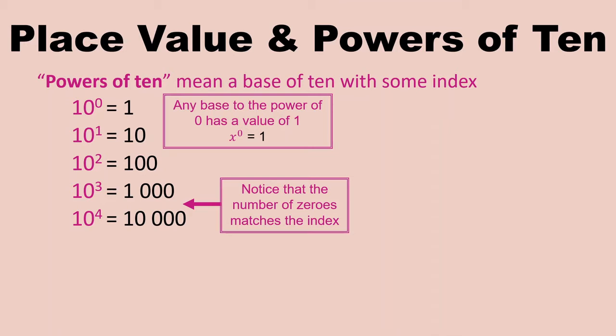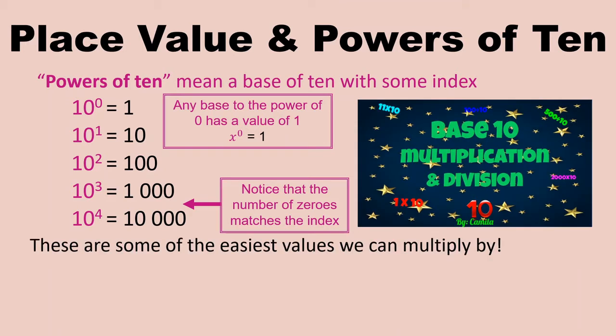Now, as you can see, base 10 numbers are some of the easiest numbers that we can multiply by. You should remember from our previous lesson, base 10 multiplication and division, multiplying by 10 just changes the place value of all of the digits in the number. So for example, 4 times 10 to the power of 4, that will change the place value of the 4, which is right now in the units, and it will move it into the tens of thousands position. Note that the decimal would have been after the 4, and I've moved that decimal 1, 2, 3, 4 places, the same number of places as the index indicates.